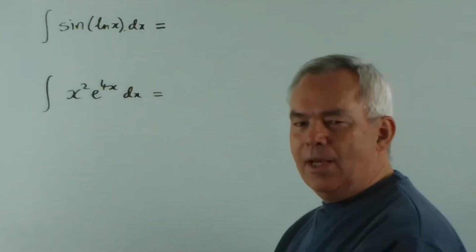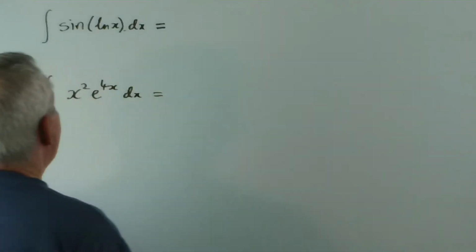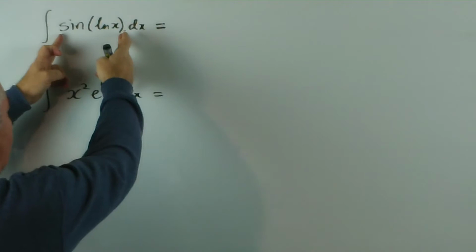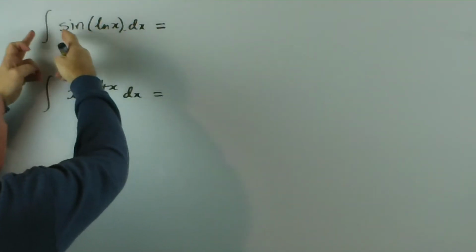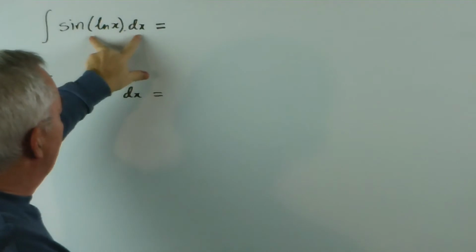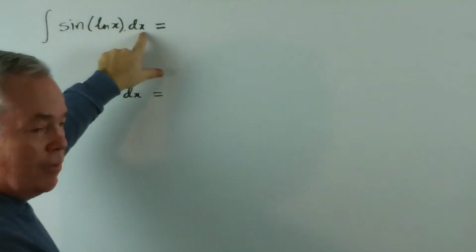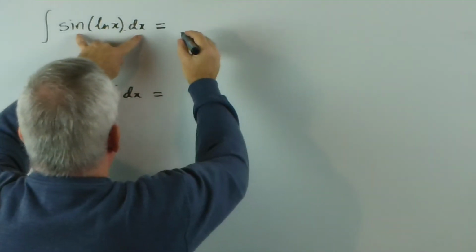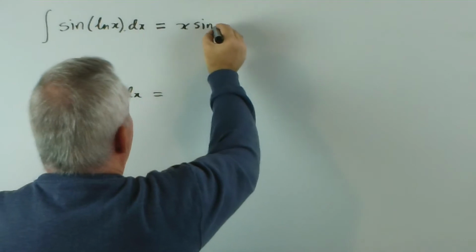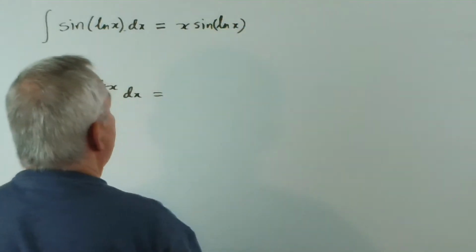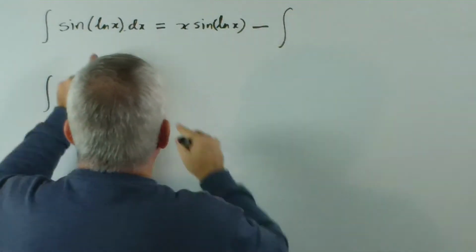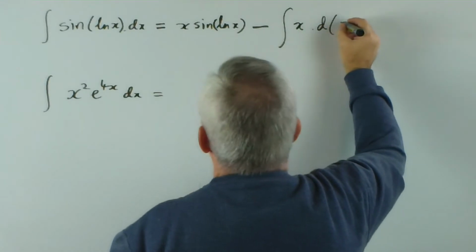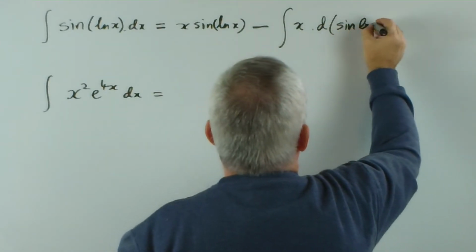Good. Well, let's now tackle these two. Here, I've just got one function here. It's a function of a function, but it's not got a product with anything else. It's already, in a sense, set up with a function with the derivative of some other function. So I would go straight to this product, x times sine log x, minus the integral, and then swap places. So it'll be x times the derivative of sine log x.